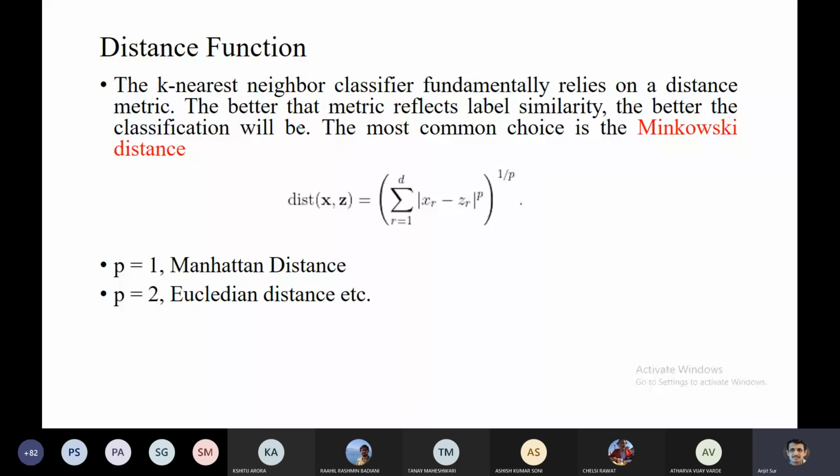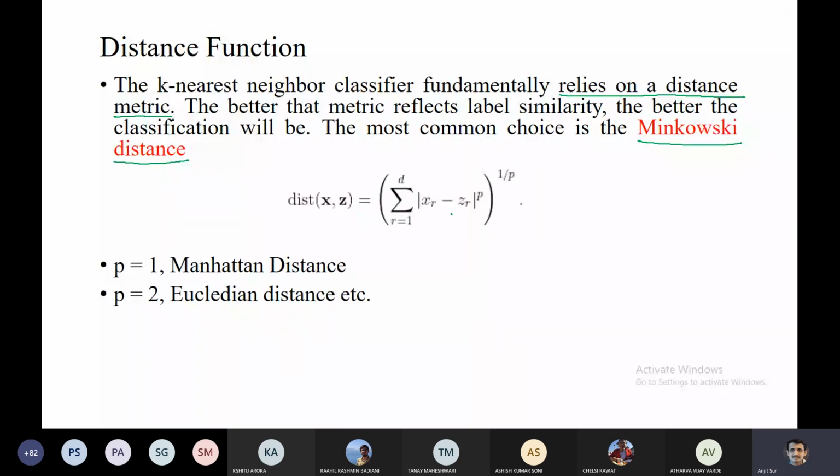The K-nearest neighbor classifier fundamentally relies on a distance metric, and that is important. The better the metric reflects the label similarity, the better the classification will be. So the most common choice in the literature is called the Minkowski distance.